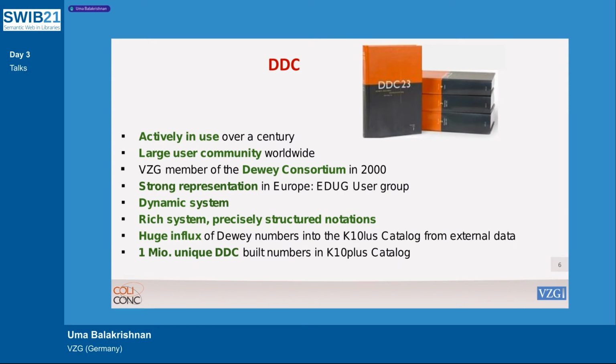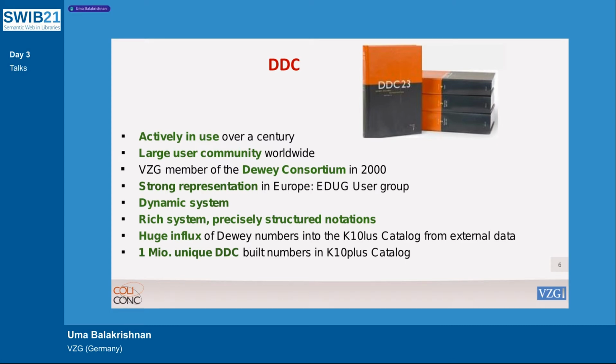One of the foremost reasons here is that DDC has been actively in use for over a century. And many of you must know that it was conceived by Melvil Dewey in the late 19th century. However, it was based on a German decimal system back then. And over these 100-plus years, it has grown to have a huge user community worldwide, in many countries. So it has translations in many languages and has many editions. The most recent one is DDC 23. I think the 24th edition is in work.